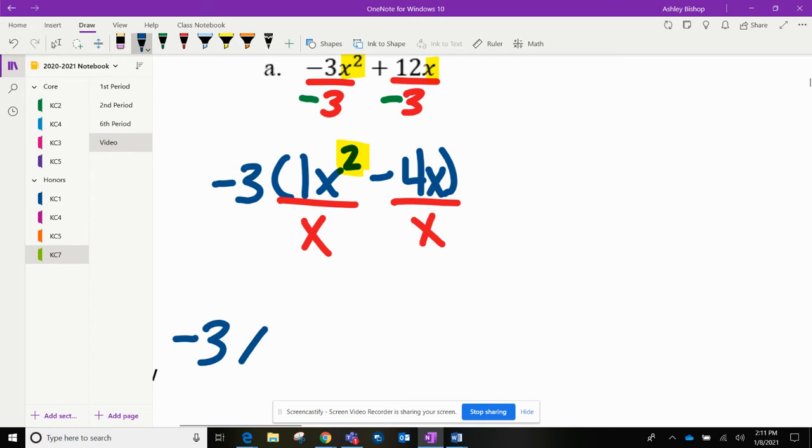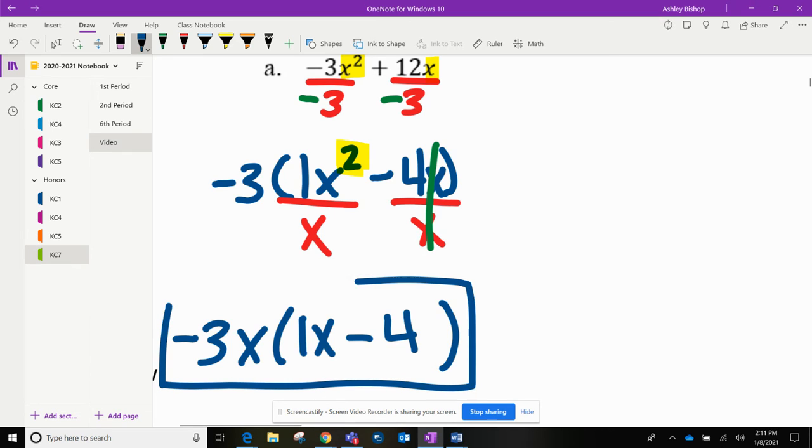So now I have -3x instead. And then inside, I'm left with x squared divided by x. That means there's 2 x's and I'm taking away 1. That just leaves me with 1x. All right, -4x divided by x, those x's cancel. I have 1x, I'm taking away 1x, so I have no more x's, and I'm just left with -4. And this is my answer.